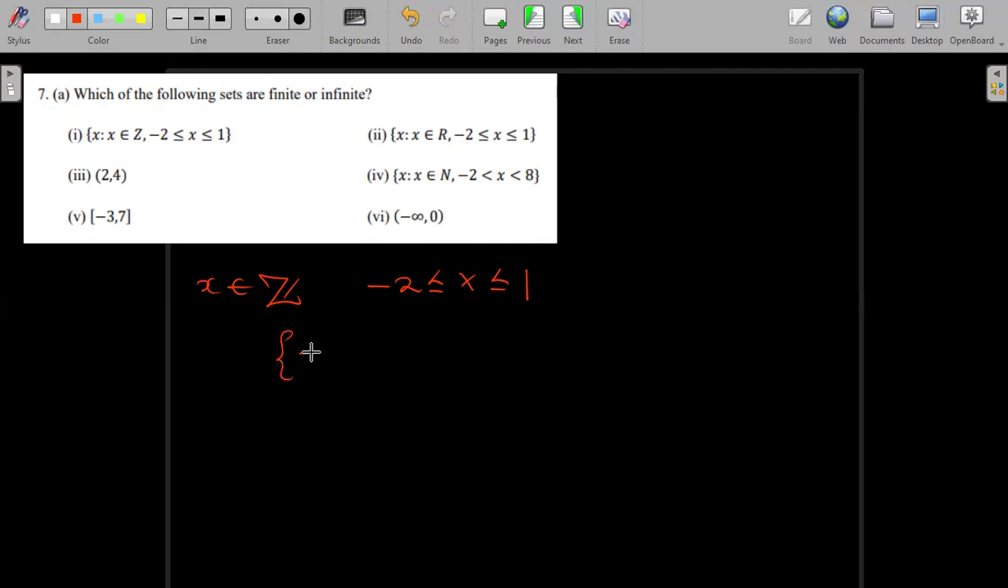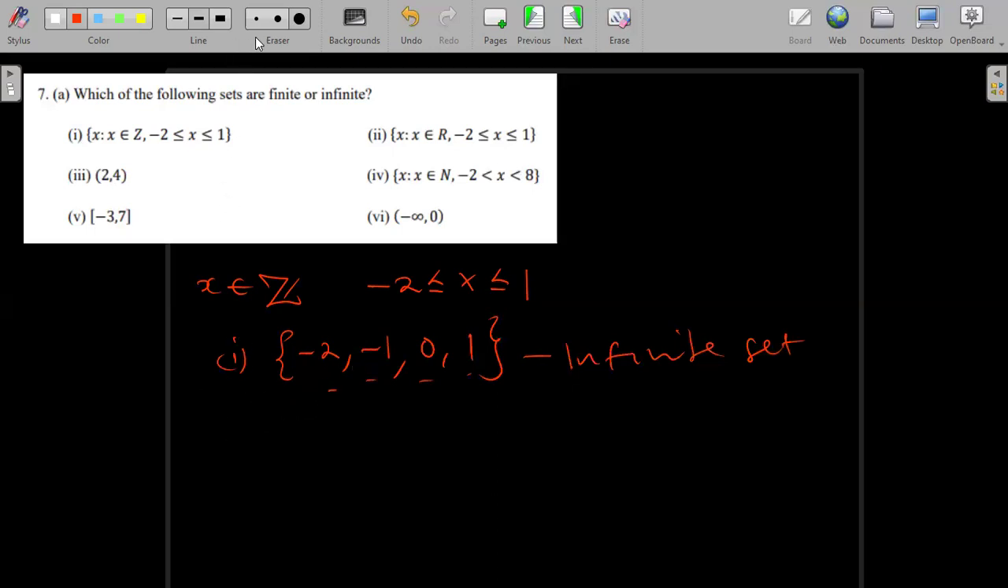So they're starting from -2. I have -1 there, I have 0, and I have 1. These are the elements in the set. I can even count these: 1, 2, 3, 4. There are 4 elements in this set, which means this set is a finite set because it has a finite number of elements which I can easily count. So the first one, we conclude that this is a finite set. Okay, let me check number 2.